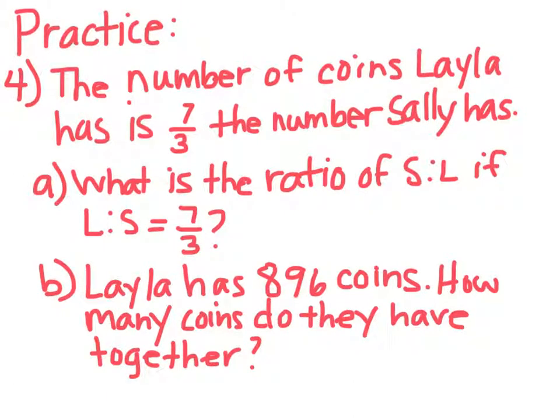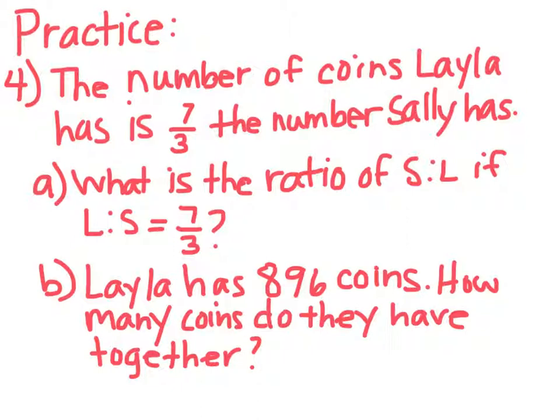Let's work through practice problem number 4. The number of coins Layla has is 7/3 the number Sally has. There are 2 parts to this question. Part A asks you, what is the ratio of Sally's coins to Layla's coins if Layla's coins to Sally's coins is 7/3? Okay.